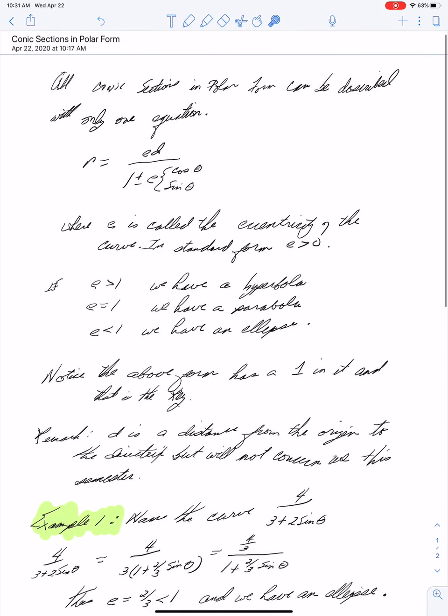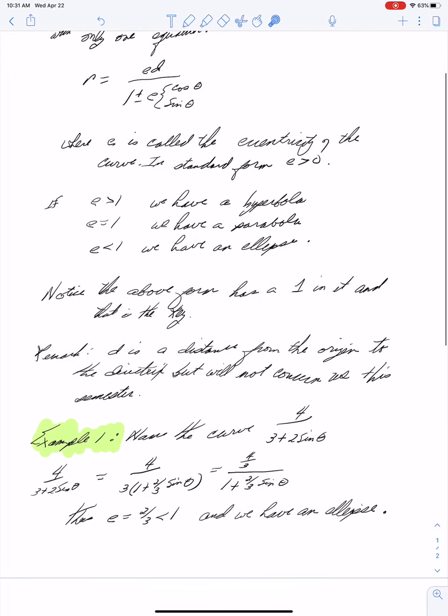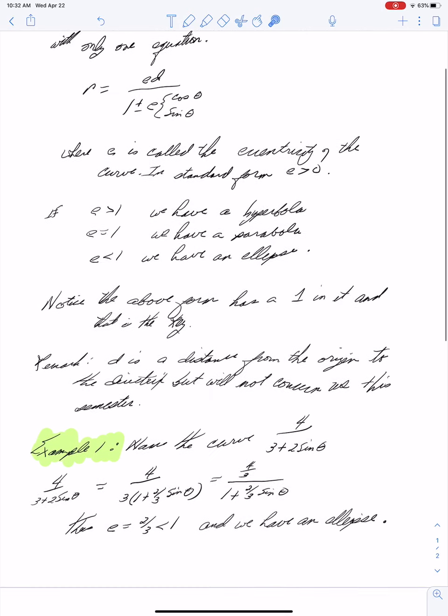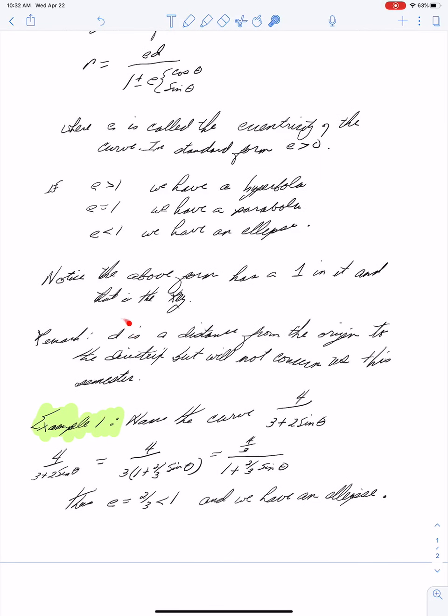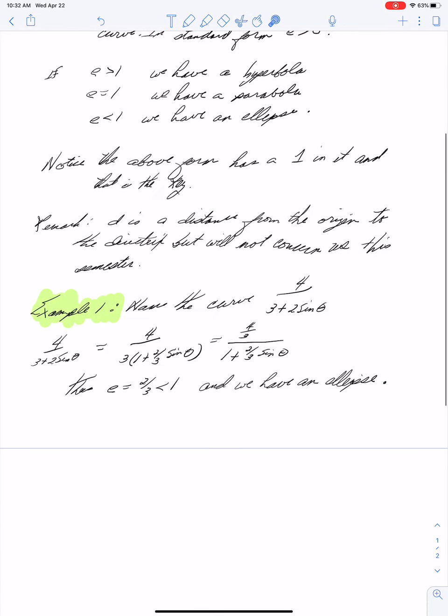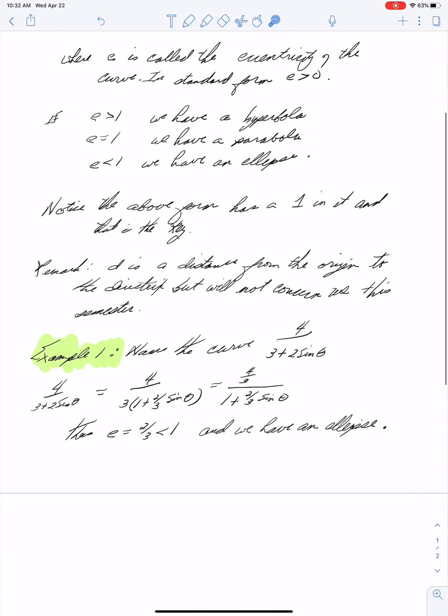What's important about this form? The fact that I have a 1 sitting right there. That's what we have to fix. And if you're curious about this d part, d actually has a geometric meaning as well. It's the distance from the origin to a directrix. But we're not going to concern ourselves with that this semester. I think one example might work.